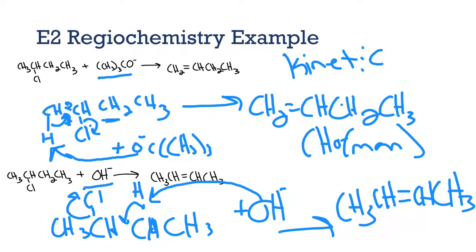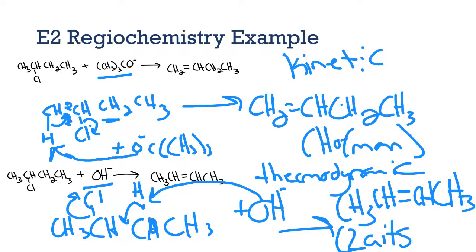So the top reaction is under kinetic control. This is under thermodynamic control, which means that the major product is determined by the stability of that product. And this is a Zaitsev reaction. So Hofmann reactions are under kinetic control, Zaitsev are under thermodynamic control. Okay, does that make sense? Any questions so far?